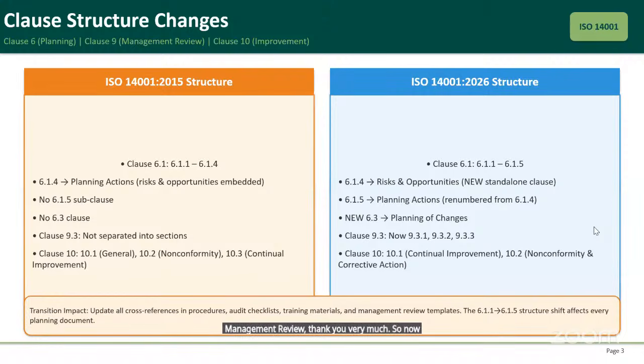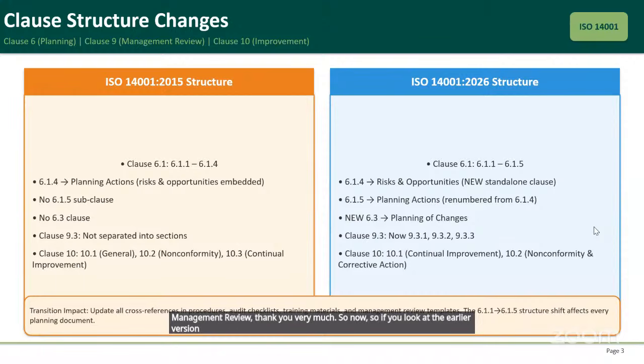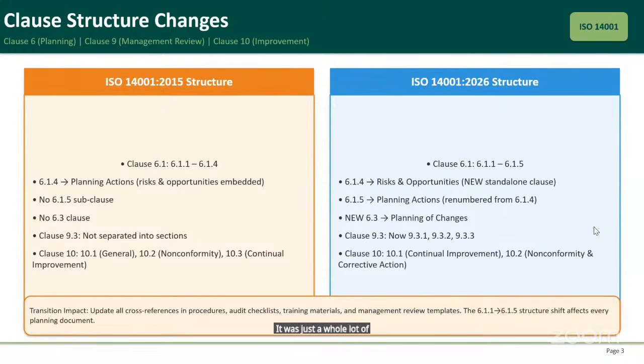So we look at the earlier version, which I'm deliberately doing as an overview, because by the time we get to those places, we will know that yes, we have talked about it already. When you look at the earlier version, it was not structured. It was just a whole long list of requirements. It was just 9.3. There was no structure to it.